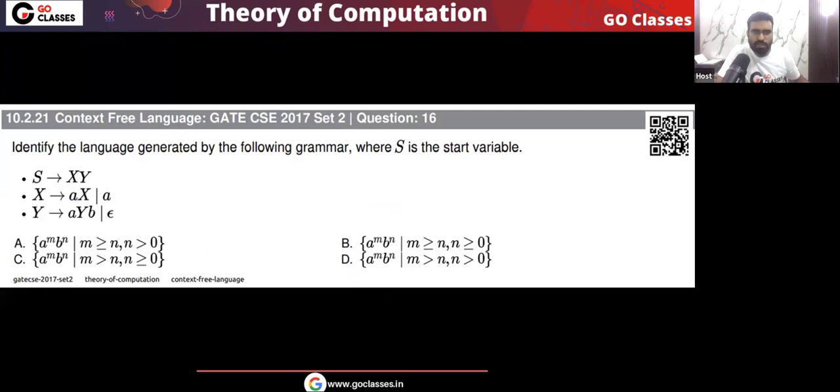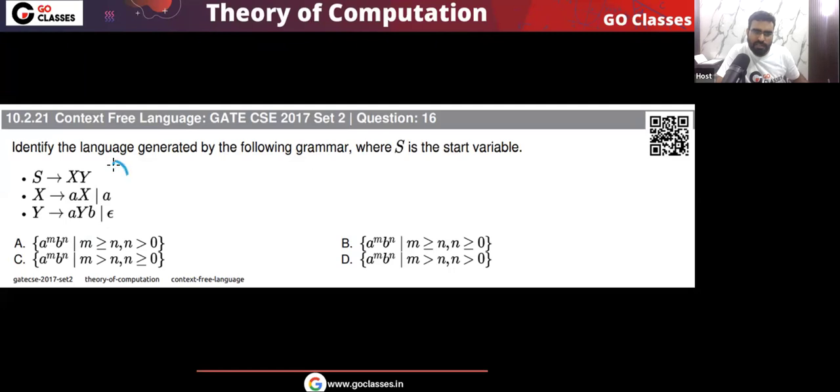Let me tell you the best way to solve this question in the GATE exam: take some strings and eliminate the options. All the options say a power m, b power n, so it is clear that the language will be a power m, b power n, and the options say m is greater than or equal to n, or m is greater than n, and n is greater than 0 or n is greater than or equal to 0. So this is the only difference in the options, and you can eliminate the options very easily. Tell me which options I can eliminate and which I cannot.